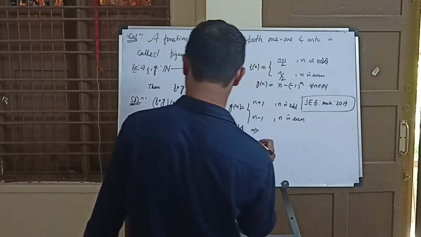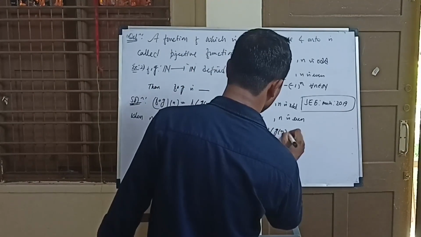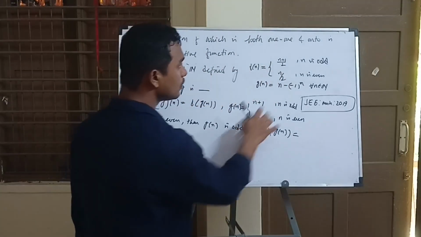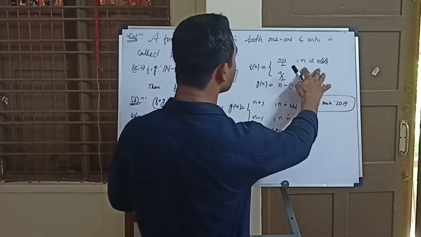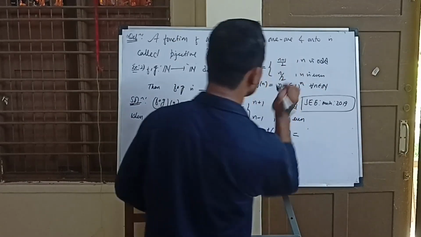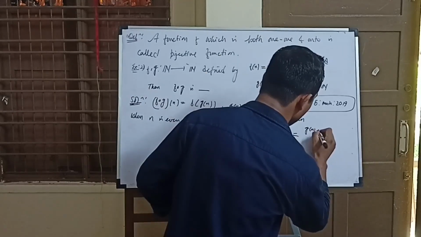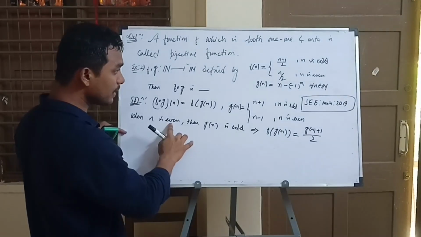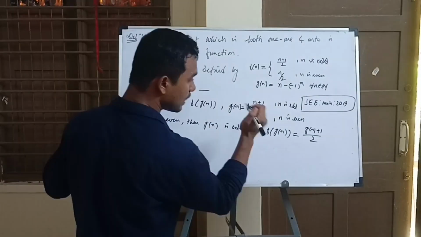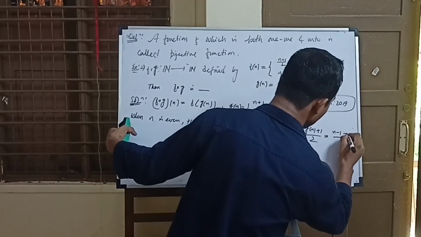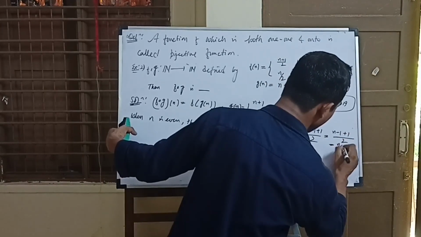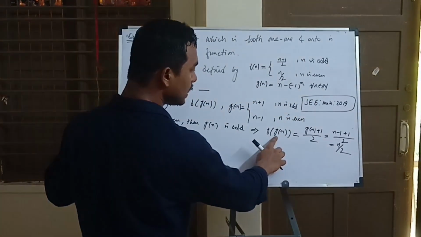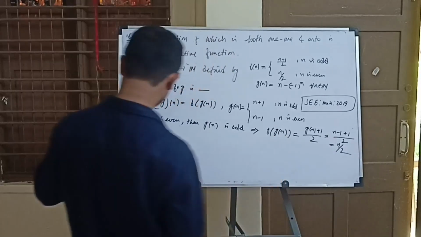It implies that f of g of n, where g of n is odd, right? For an odd argument we get (n plus 1) by 2. So for n even, g of n is n minus 1, and (n minus 1 plus 1) by 2 is n by 2. When n is even, then f of g of n is n by 2.